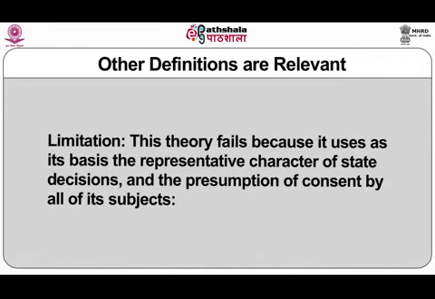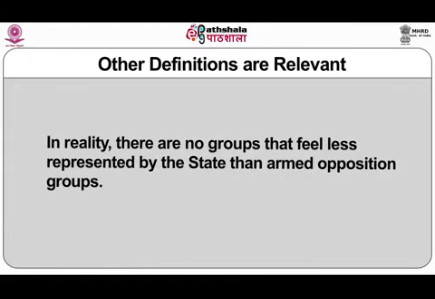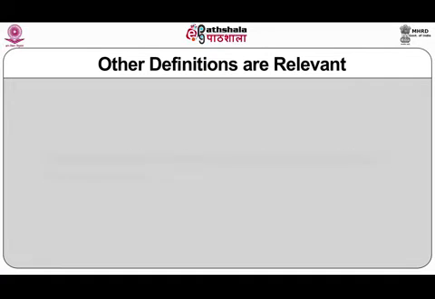What is the limitation of this theory? The limitation is that this theory fails because it uses as its basis the representative character of state decisions and the presumption of consent by all of its subjects. In reality, there are no groups that feel less represented by the state than armed opposition groups. The theory binds those groups by international humanitarian law without their consent.